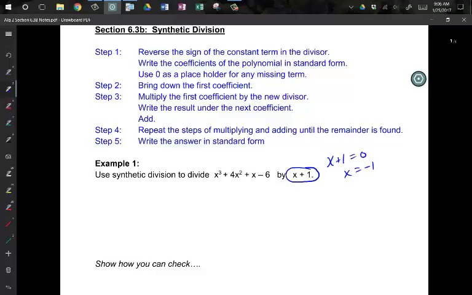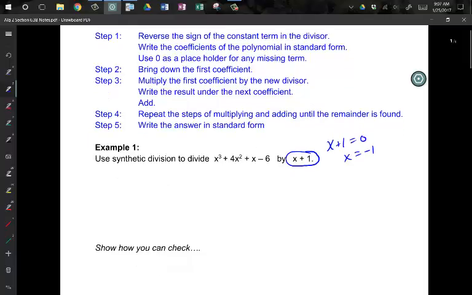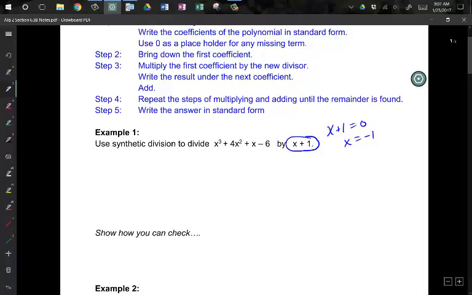Then it says write down the coefficients of the polynomial in standard form. Remembering as we're looking towards our quiz, standard form is the cube first, then the square, then the x, and then the constant. That was the cubic, the quadratic, the linear, and the constant, right? So let's write down the coefficients of our problem. The coefficient of x cubed is a 1. The coefficient of 4x squared is a 4. The coefficient of x is a 1. And the coefficient of -6 is a -6.